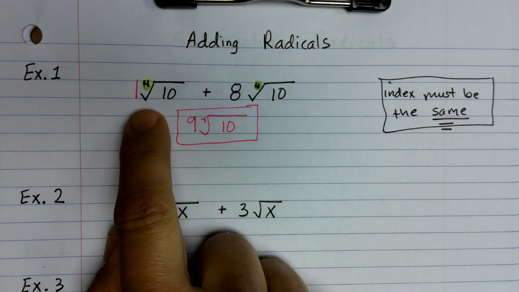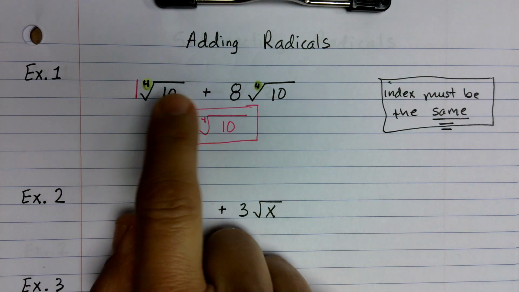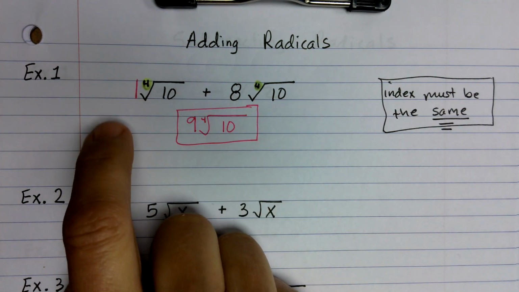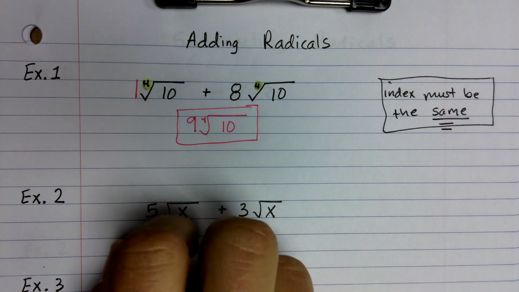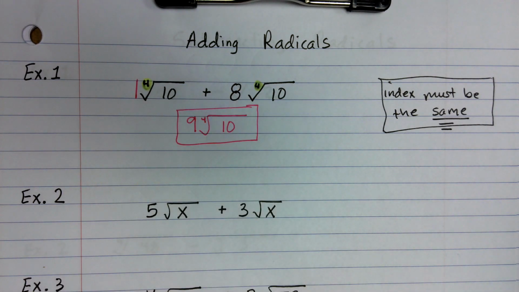Very simple. Since we had like terms, we just combined the coefficient of each one. And when I say coefficient, it was just being multiplied to it. This 8 is just being multiplied to this radical. So technically, it's a coefficient. Now let's go ahead and take a look at example number 2.